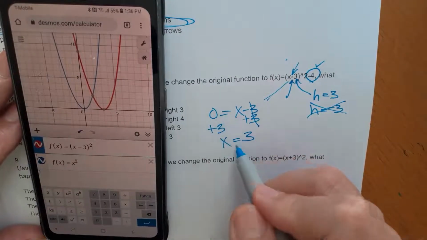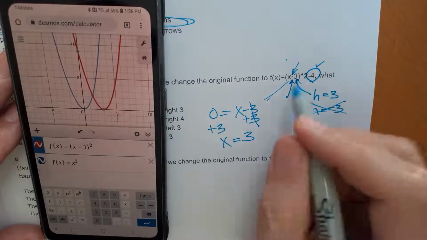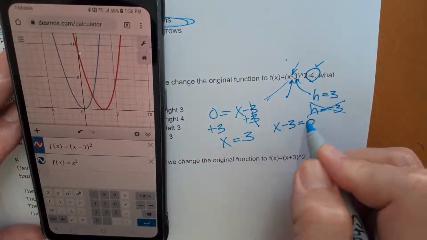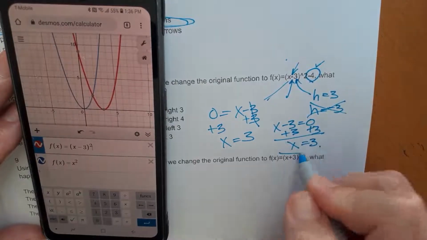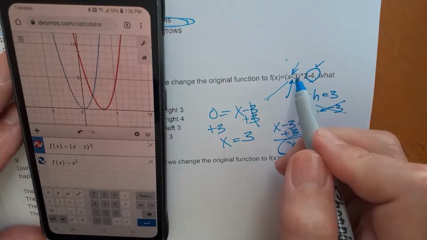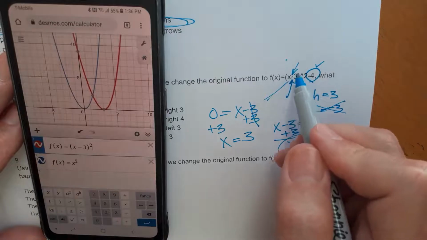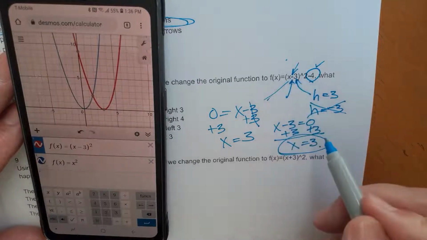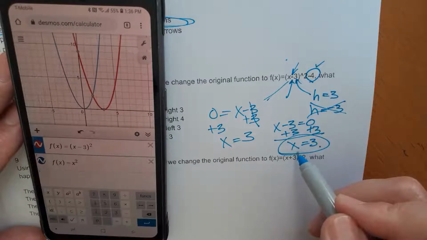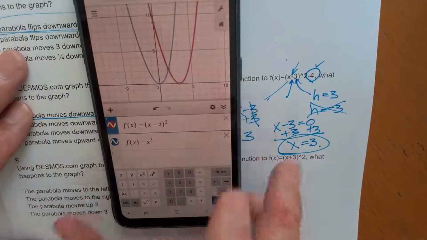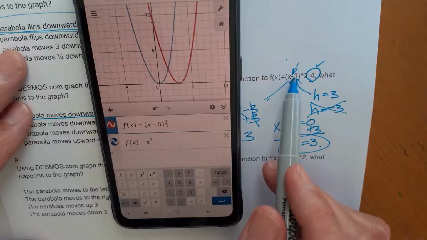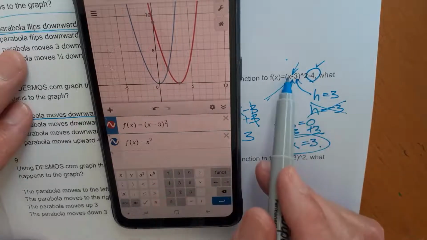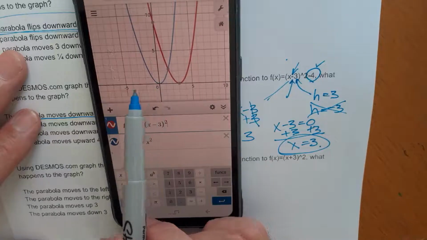So the positive 3 on this side, I flipped it. Probably shouldn't have done that. Let's do it this way. X minus 3 equals 0, plus 3, x equals 3. So notice that if it's in a parentheses, for it to then equal 0, it has to flip the sign of this one by moving it to the other side of the equation. So x equals 3. Hence, we now see why this parabola moved 3 to the right. So a negative value inside the parentheses moves it to the right. A positive value inside the parentheses is going to move it to the left.